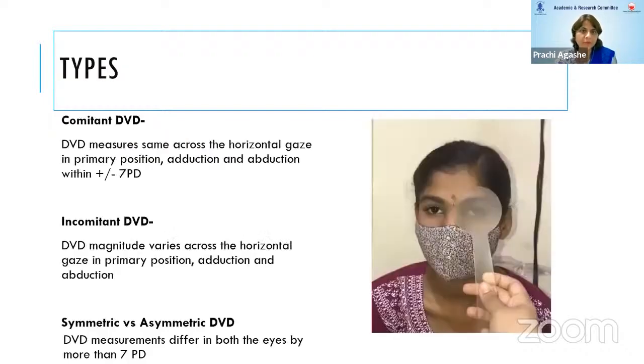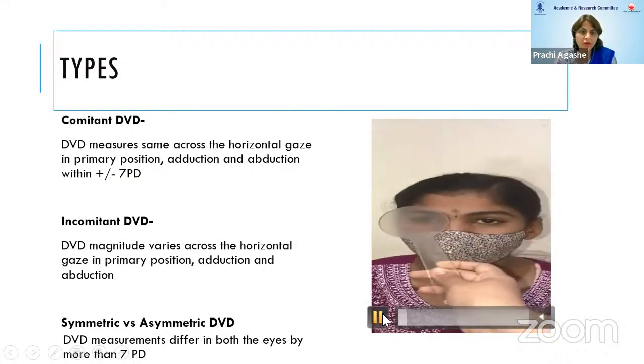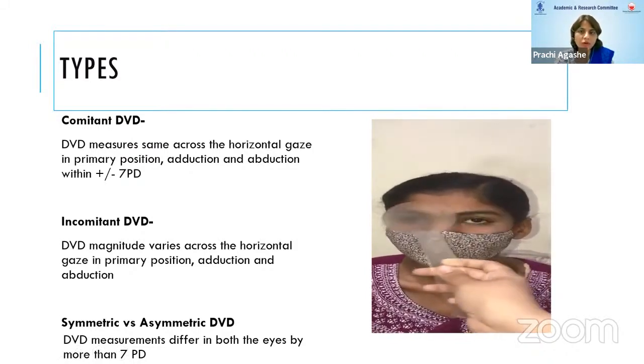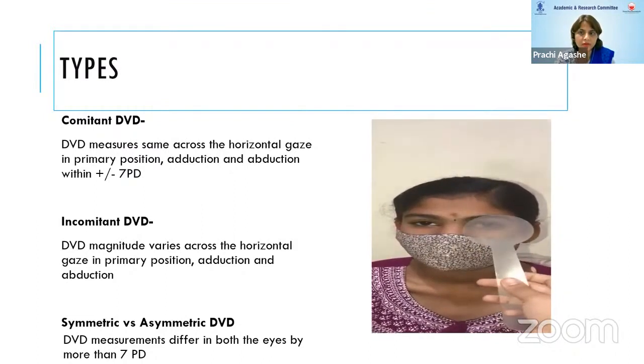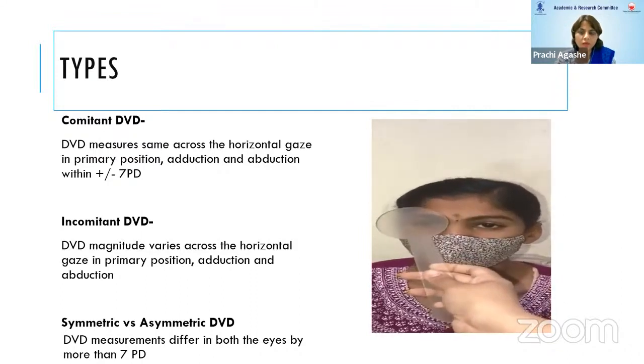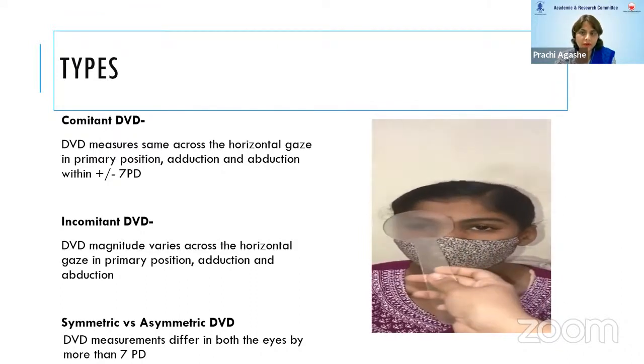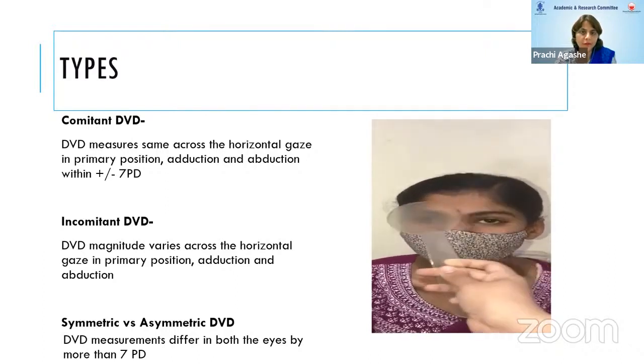The types of DVD include comitant versus incomitant DVD, wherein in comitant DVD, it measures the same across the horizontal gaze in primary position, adduction, and abduction. While in incomitant DVD, the measurements vary across the horizontal gaze with a difference of more than 7 prism diopters. Asymmetric versus symmetric DVD is basically a vertical excursion that we measure in the primary position between both the eyes. As is seen in this video, the DVD is much more present in the left eye as compared to the right eye, showing an asymmetric DVD in the left eye.